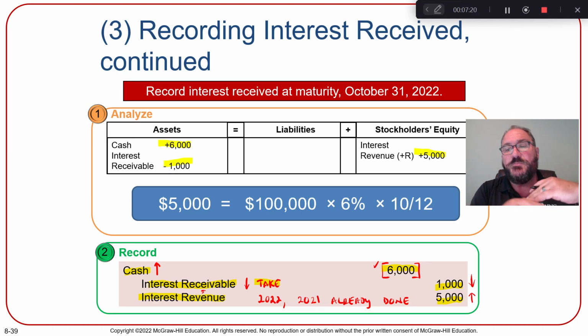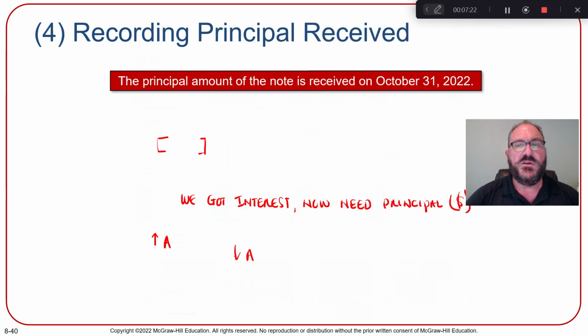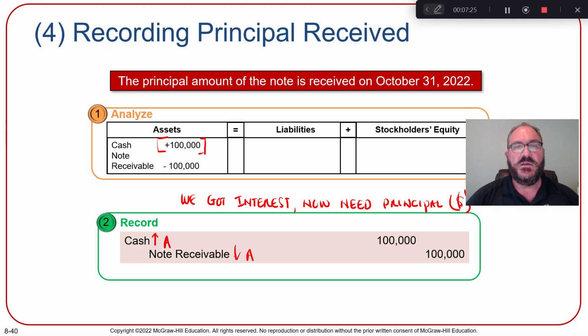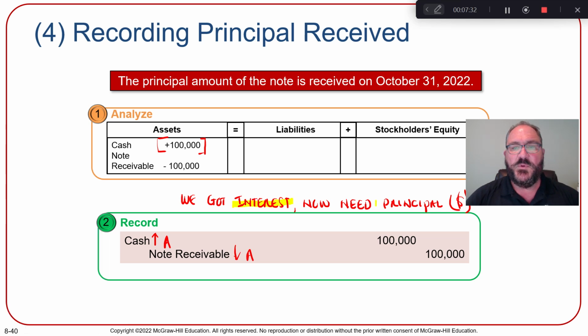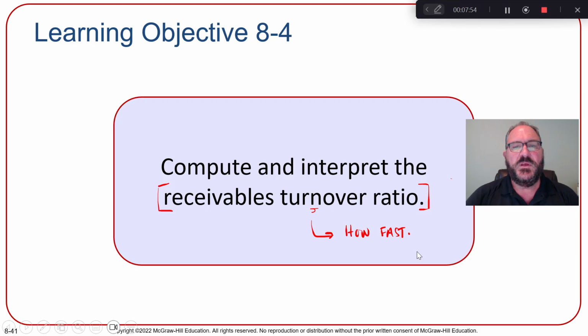Now we got to get our cash back, right? And so what would happen here, now we got our cash back, we got our interest, but now we need the principal. Then the company says, okay, we got all of our money for our interest. Now we get our cash back, our assets going up, right? And then we take the note receivable off the books because we got paid back, okay? Really not too hard to do, is it? Okay? Anyway, pretty straightforward calculations there, okay?